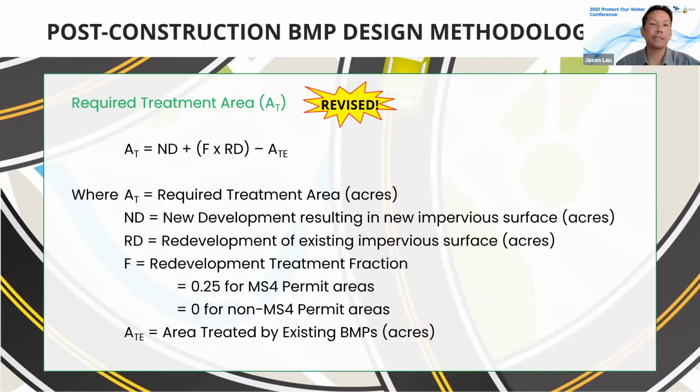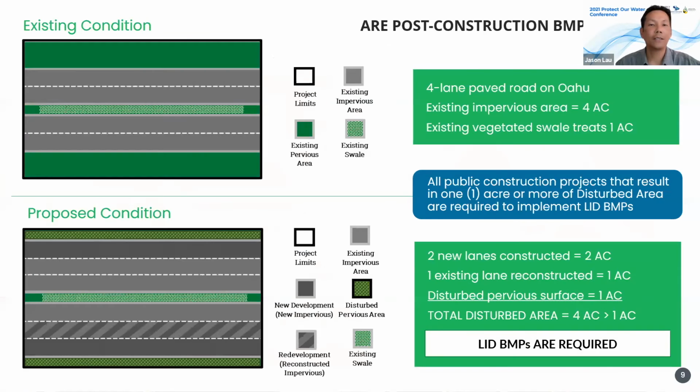Okay, so we have a little example to help clarify things. The first step is to determine whether post-construction BMPs are required. You have an existing condition, a 4-lane paved road on Oahu, which is an MS4 permit area. The existing impervious area is 4 acres. The existing vegetated swale treats 1 acre. The proposed condition is to install 2 new lanes. You have 1 existing lane to be reconstructed, which is 1 acre. And then you'll also be disturbing 1 acre of pervious surface.